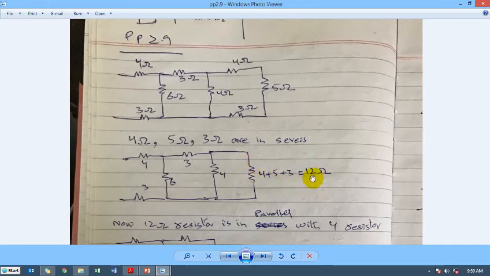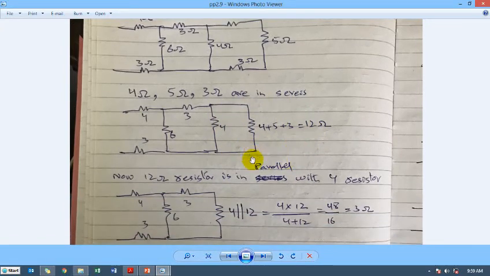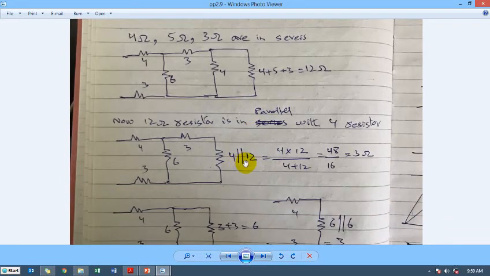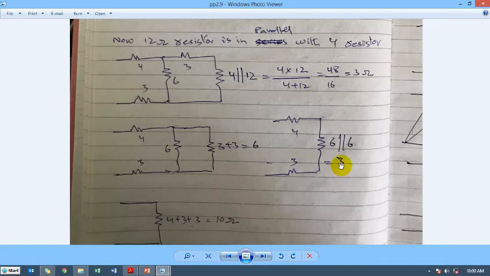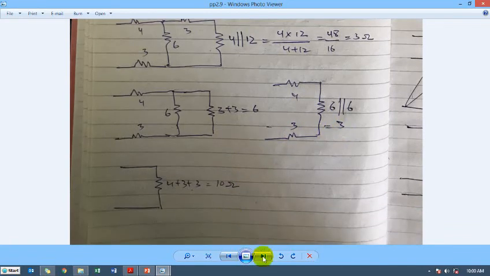Now this 12 ohm resistance is in parallel because both terminals, top and bottom, are common, so we solve them together: 4 in parallel with 12. This is how you show parallel resistances. These are the calculations for the parallel combination of two resistances: 4 multiplied by 12 divided by 4 plus 12, that becomes 3. Now this 3 ohm resistance is in series with this 3 ohm resistance, so this becomes 6. Now 6 in parallel with 6 is equal to 3, and then 4 plus 3 plus 3 is equal to 10 ohms. This is the answer.